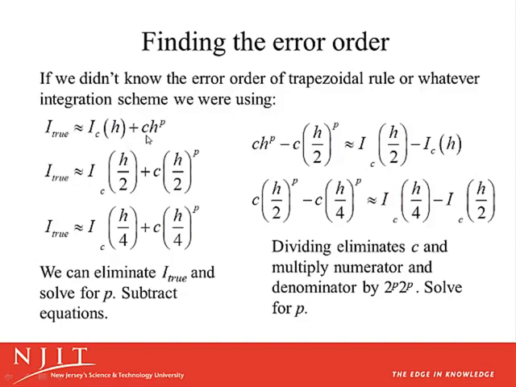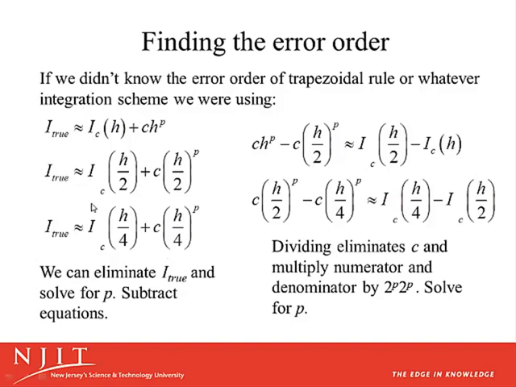plus c times h to the p, where p is now not known. And we could do it again for having the subinterval size and then having the subinterval size again. And let me note that there's no rule that you have to always take half of the previous subinterval size. In the previous analysis, we could have taken 1/3 of the previous h value and worked it out in that manner. It's just very convenient to halve the interval size in many cases.